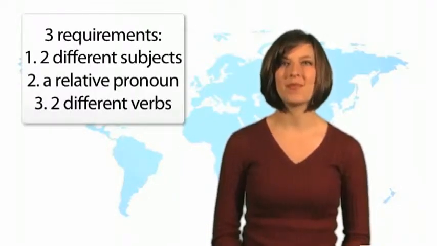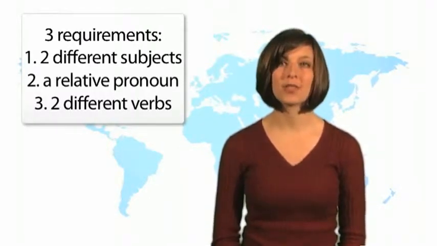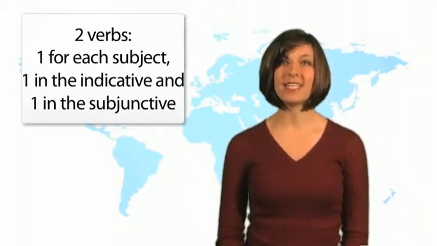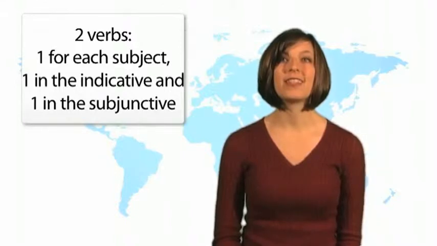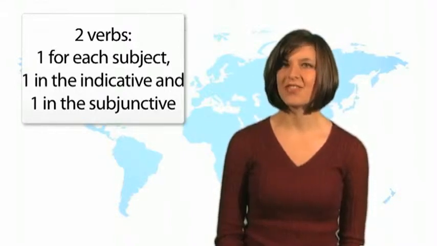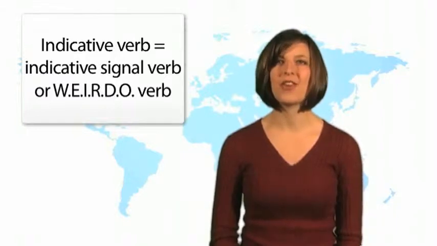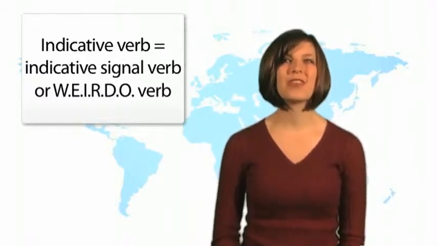The third requirement is that there be two verbs, one for each subject. One verb will be in the indicative and will signal that the next verb will be in the subjunctive. I call this the indicative signal verb, or a weirdo verb, but we'll get to the weirdo verbs in a second.